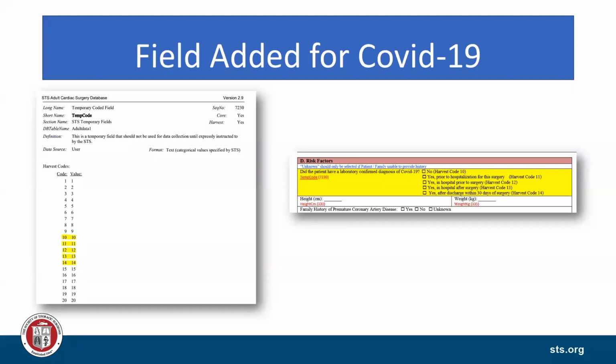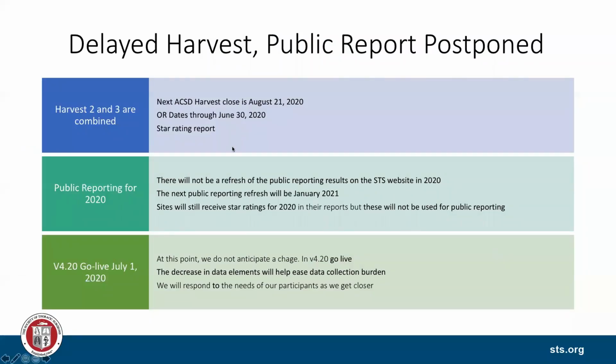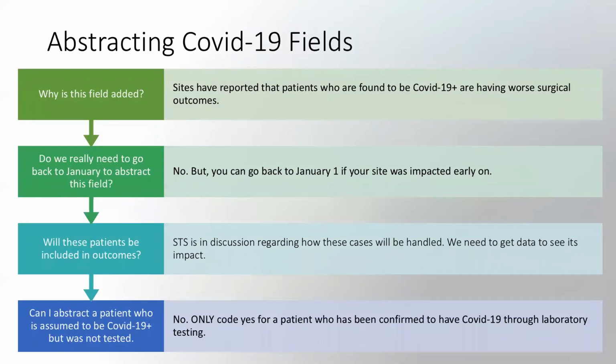You will just need to code the harvest code and recognize that if you're going to code no, you need to code harvest code 10 for this field. Yes is harvest code 11, and so on. So make sure you use these harvest codes 10 through 14 to code this. And if you are using any of these temporary fields for your own site, please stop using them, because we need to use these for emergencies like this at the STS where we really need to get this data in. So I just wanted to share that. And then here's some more, did I skip my slide?